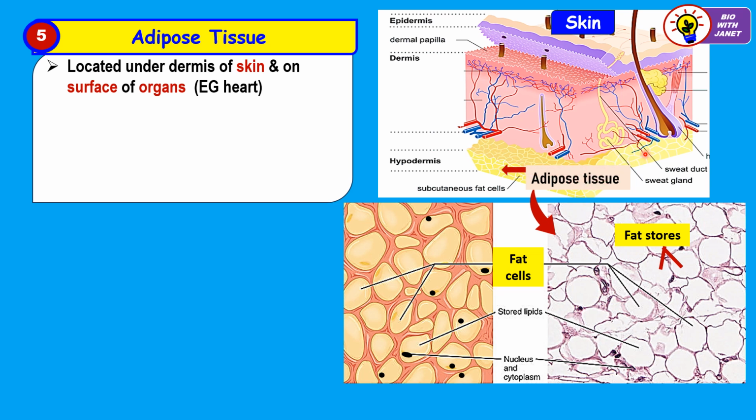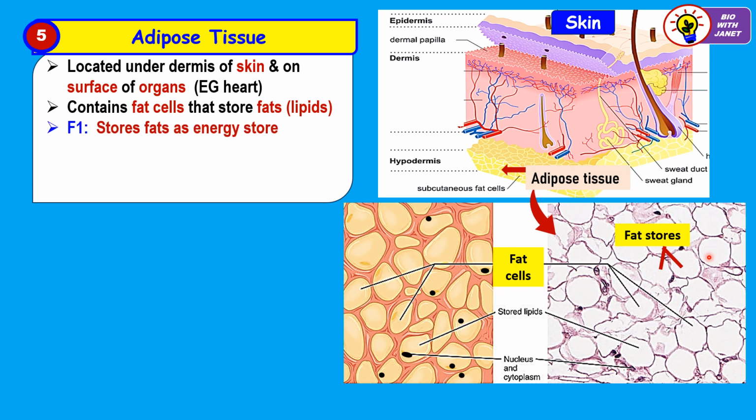The cells look like this, as shown in this picture on the right below. So the adipose tissue is located under the dermis of the skin and on the surface of organs like the heart. Adipose tissue contains fat cells that store fats or lipids, right?